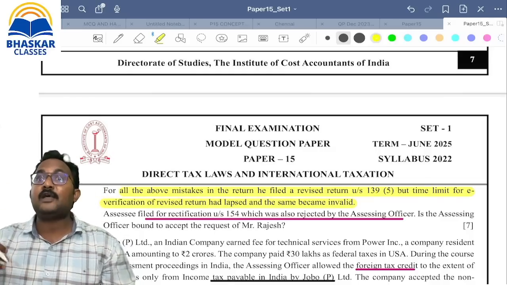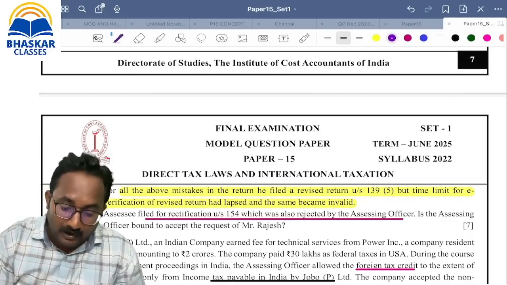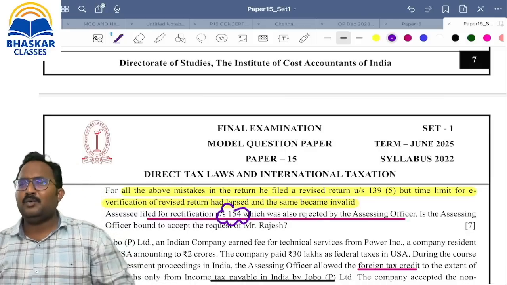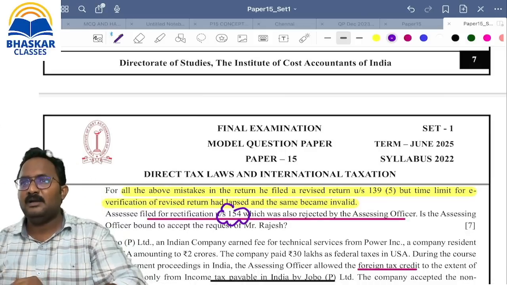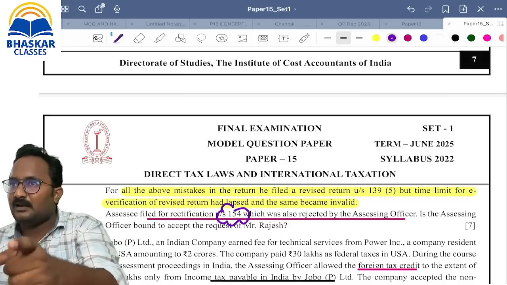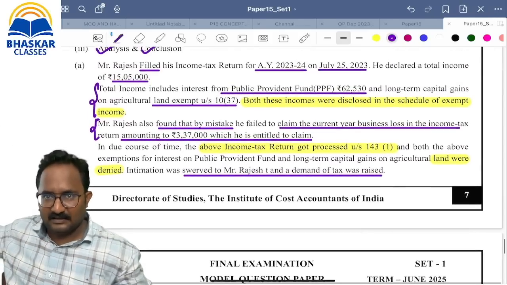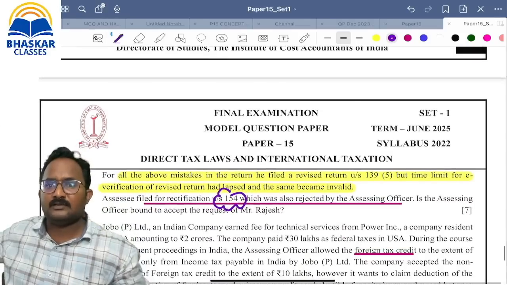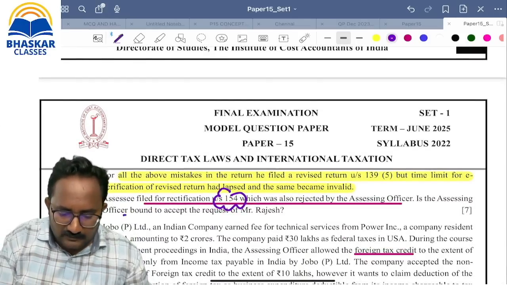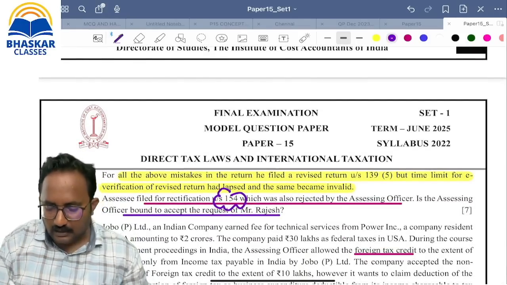Now, the SSC filed for rectification under section 154, and that was also rejected by the AO. Sir, he is applying for rectification of order under section 154. Can you tell me when you can apply under 154? If any mistake which is apparent on the record, yes, you can go for 154. Is there any grammatical mistake or address mistake here? Then why can you apply under 154? That is why they are rectified. Now, is the assessing officer bound to accept the request of Uma Rajesh?